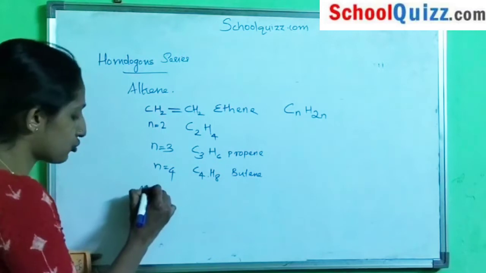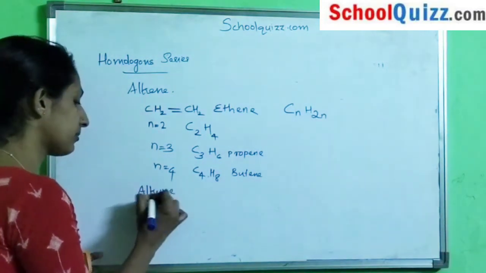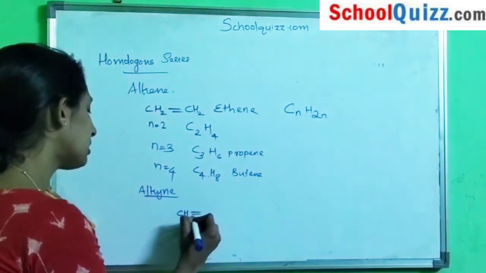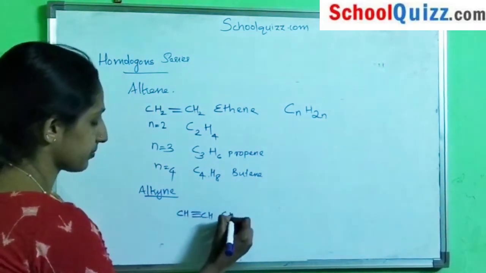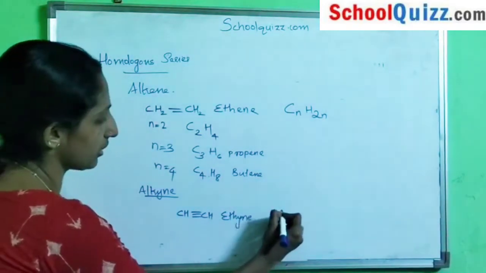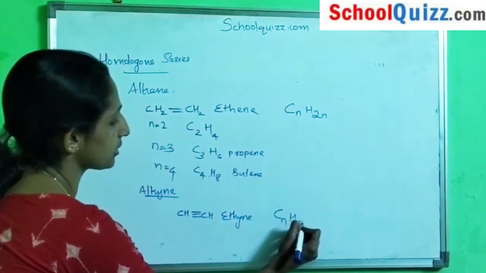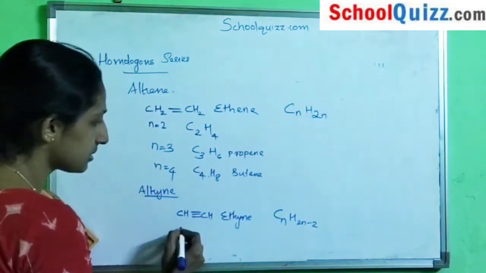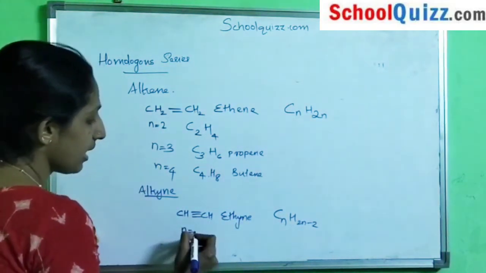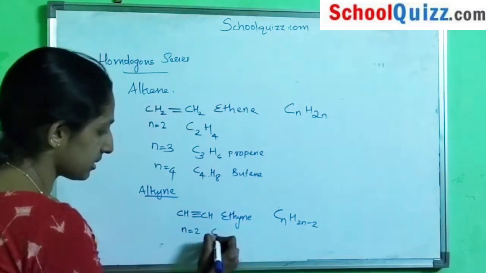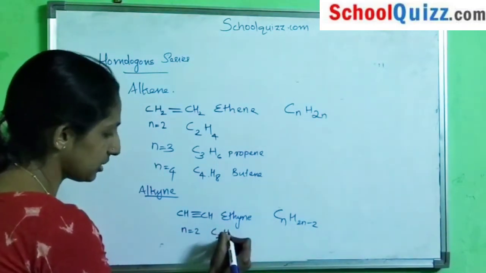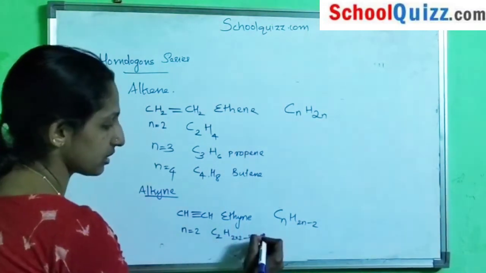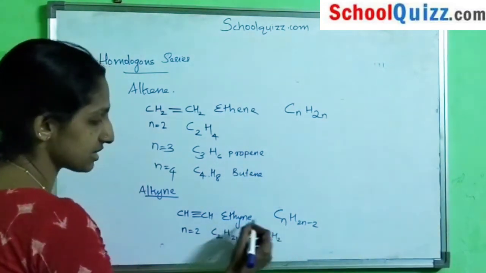Next category is triple bond, that is alkyne. The simplest one is ethyne, that is CH triple bond CH. And this has a general formula CnH2n minus 2. That is, if n is equal to 2, it would be C2, then H 2 into 2 minus 2. It's 2 into 2, 4, 4 minus 2, 2. That is C2H2, that is ethyne.